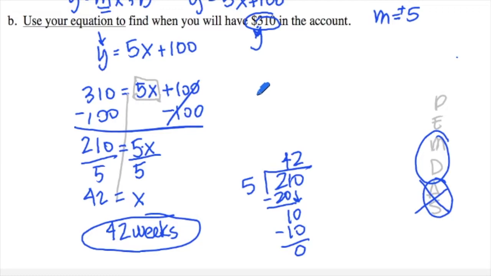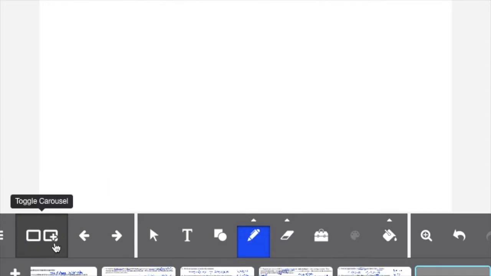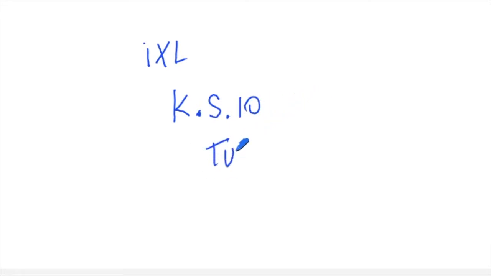You're going to work on practicing these problems. We're going to practice them in IXL. You're going to work in level K, assignment S10, and that's working with word problems using slope-intercept form. Going to work on this today, Tuesday, and Wednesday.